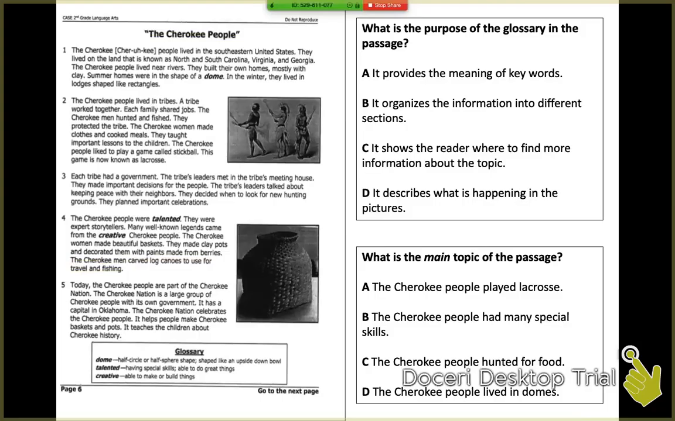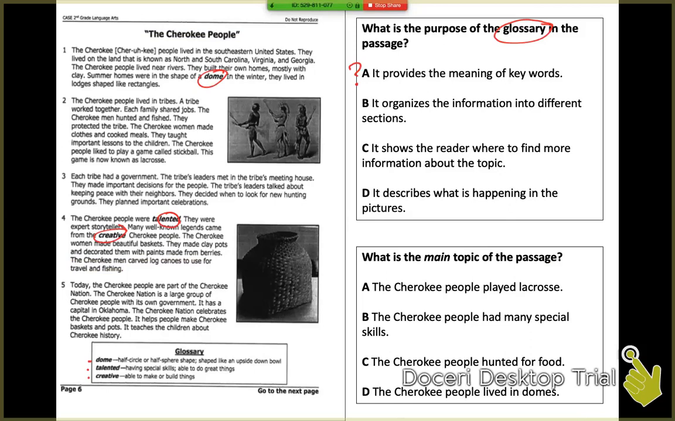So the first question is asking me about the glossary there at the bottom. Remember, we just read that the glossary has those 3 bold words, dome, talented, and creative, and it gives me what those words mean out next to it. So let's look at choice A. Choice A says that the glossary, we're focusing on the glossary, provides the meaning of keywords. Well, I do see that dome, talented, and creative are those 3 words from the story, and it does tell me what they mean out next to them. So let's put a maybe for choice A.